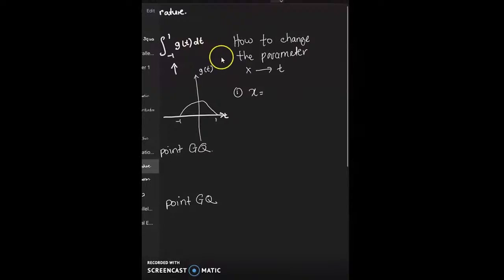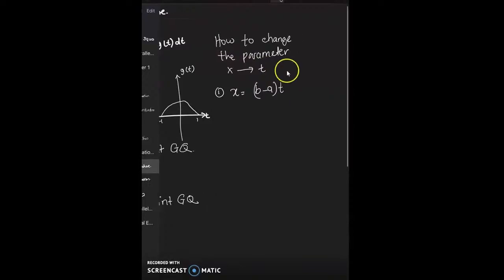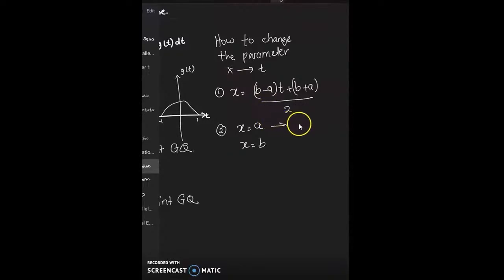Because the graph is symmetric, you need to have a standard dimension between negative 1 and 1. The formula to transform is x equals ((b minus a)t plus (b plus a)) divided by 2. This is common when you do a symmetric graph from negative 1 to 1. You need to remember ((b minus a)t plus (b plus a)) divided by 2. This is how we transform a to negative 1 and b to 1.